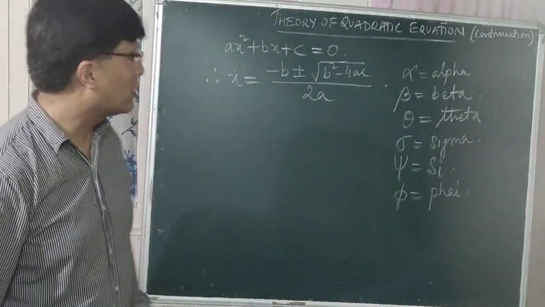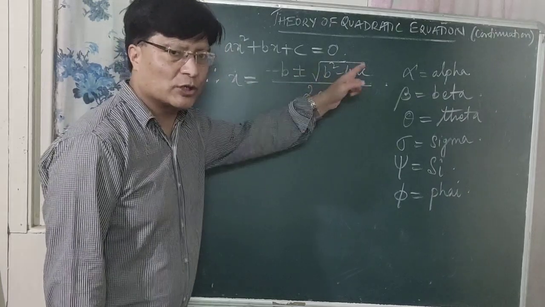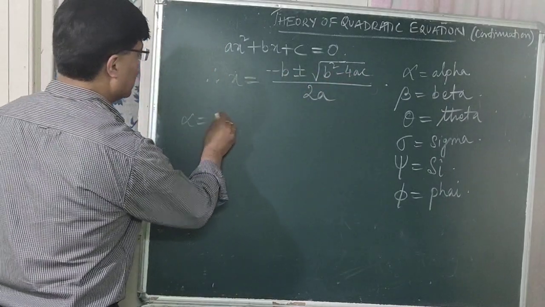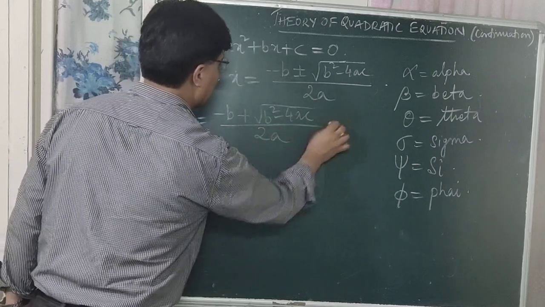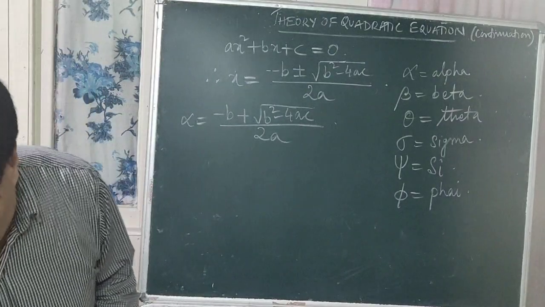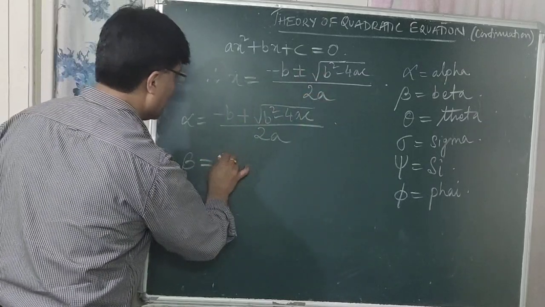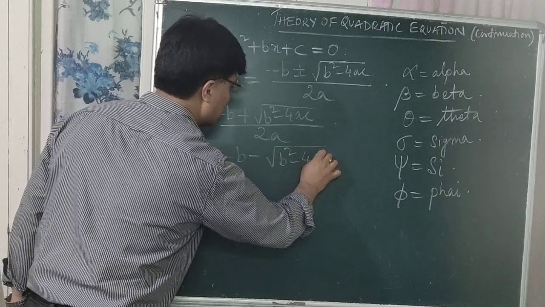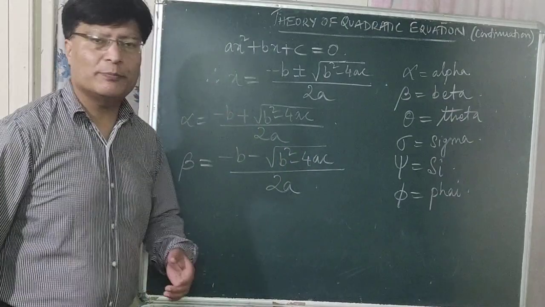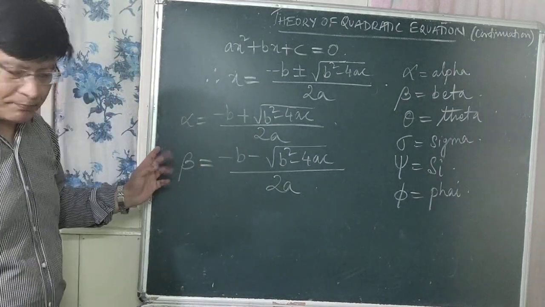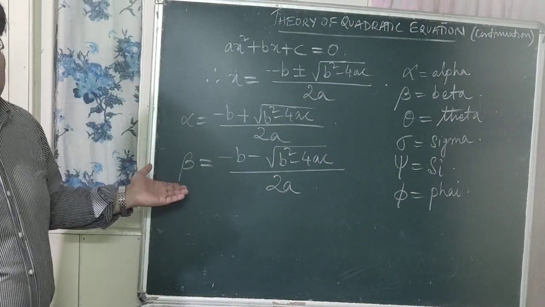Okay, so suppose, what is one of the roots here? Minus b plus root over b square minus 4ac by 2a. Suppose alpha is that root. Suppose alpha is equal to minus b plus root over b square minus 4ac, whole divided by 2a. So one of the roots is alpha. Suppose the other root is beta, right? Alpha, beta. What is beta here? Minus b minus root over b square minus 4ac, whole divided by 2a. Okay, that is the first root. That is minus b plus root over b square minus 4ac, whole divided by 2a, is represented by alpha. And the second root, that is minus b minus root over b square minus 4ac, whole divided by twice a, is represented by beta. That is the Greek letter.